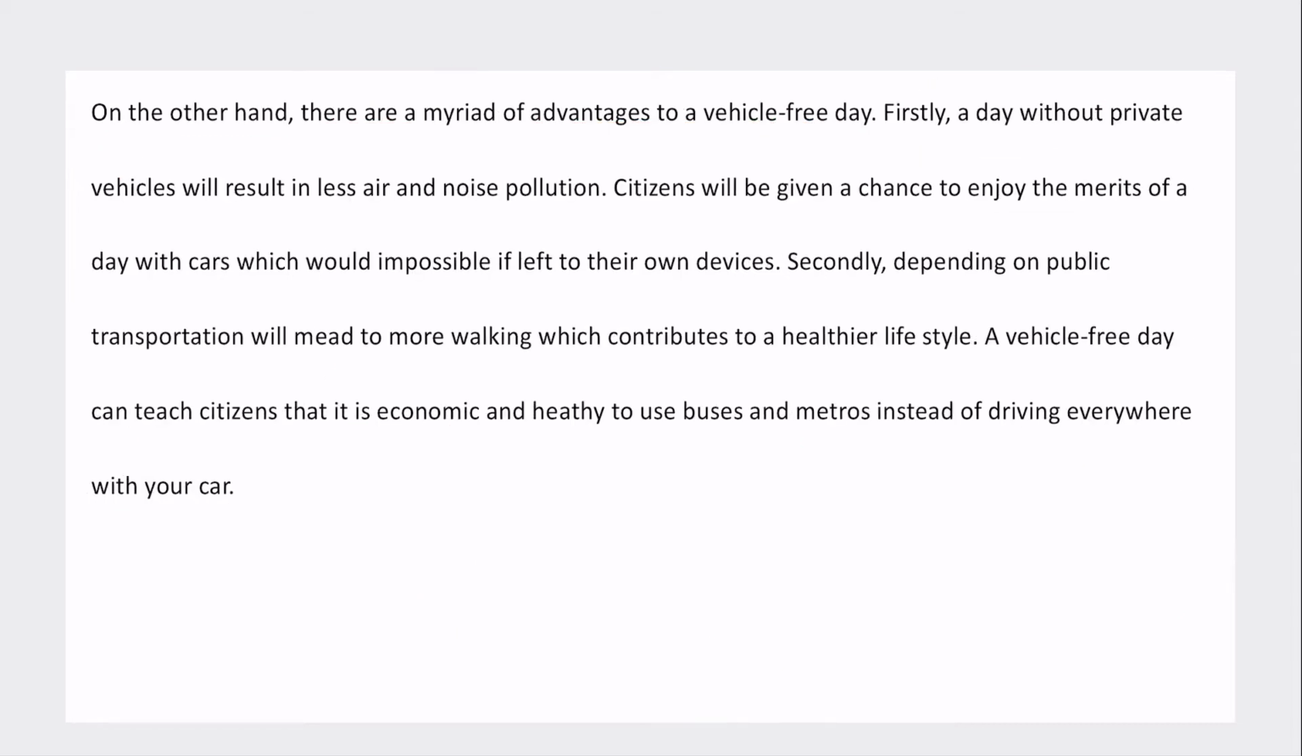which is the really crucial part of argumentative essay writing. And they go, on the other hand, there are a myriad of advantages to a vehicle-free day. Firstly, a day without private vehicles will result in less air pollution. Oh yeah, we just did the disadvantages. Will result in less pollution. Citizens will be given a chance to enjoy the merits of a day without cars, which would be impossible if left to their own devices.